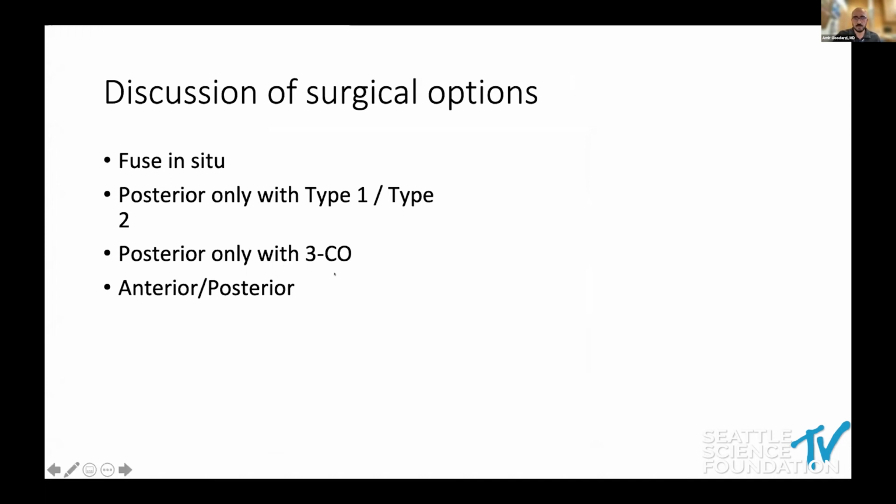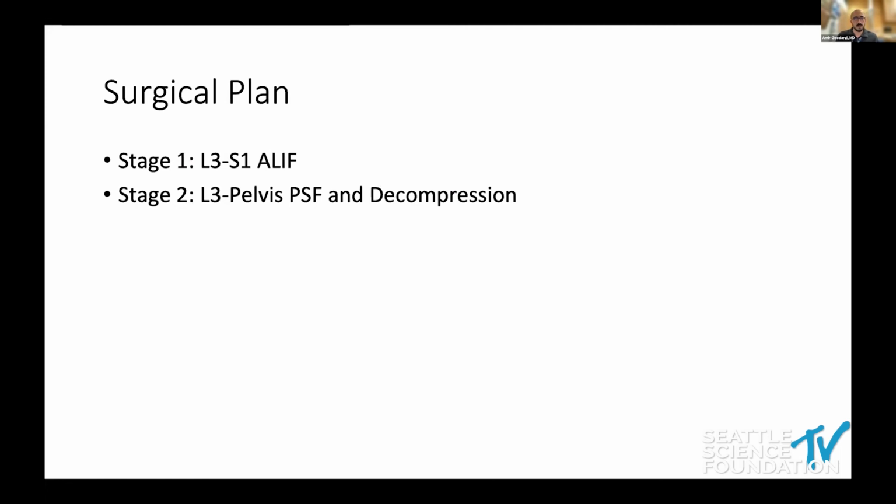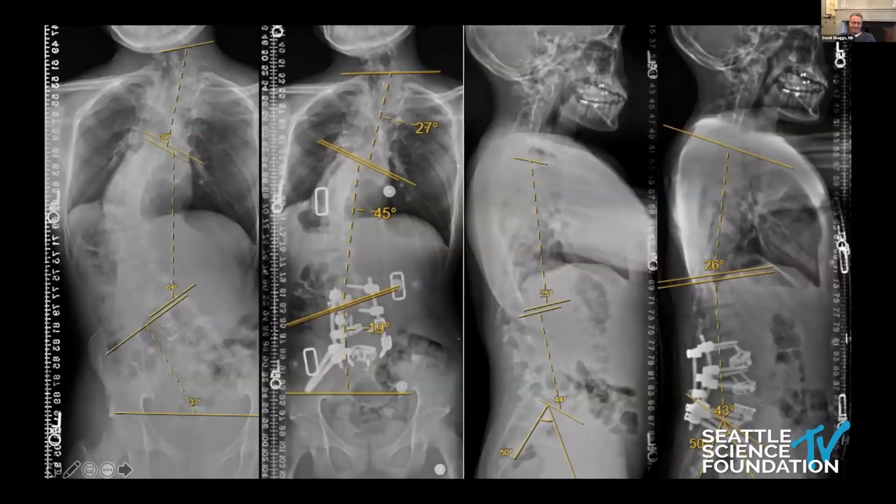So we did as Dr. Bourbon suggested, with a two-stage approach. We went ahead with an L3 to S1 A lift, followed by a posterior fusion L3 to pelvis and decompression. A lift. So I figured that would throw everybody off. Yeah. Why the A lift?